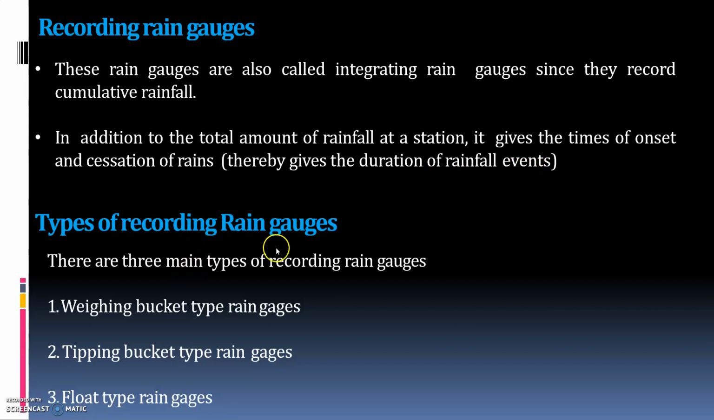Types of recording rain gauges. There are different types of recording rain gauges. Most commonly used are weighing bucket type rain gauges, tipping bucket type rain gauges, and flow type rain gauges. In the next class we will study in detail the principles of weighing bucket type rain gauges, tipping bucket type rain gauges, and flow type rain gauges.